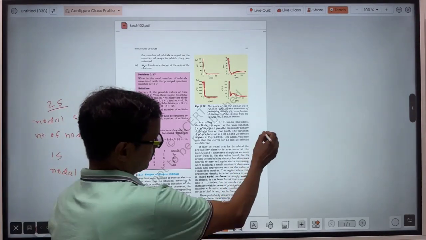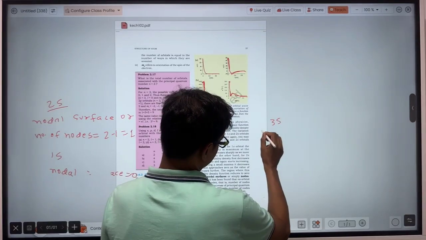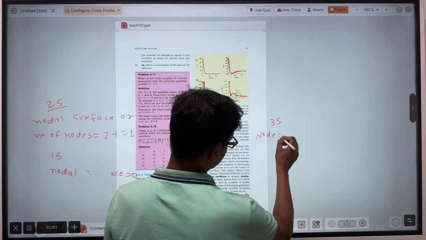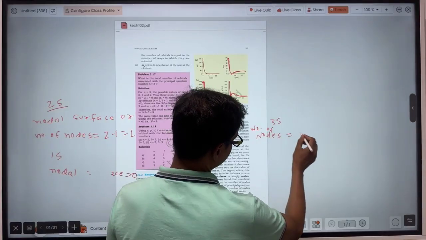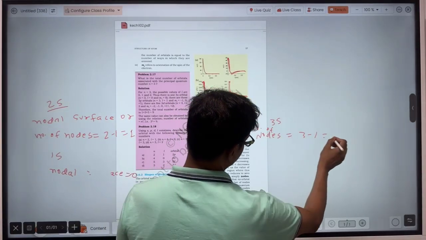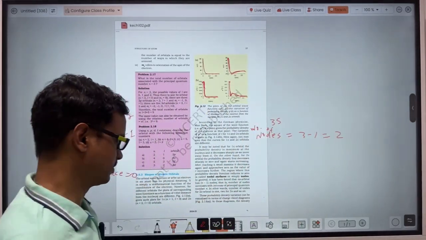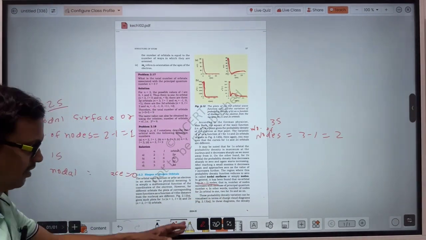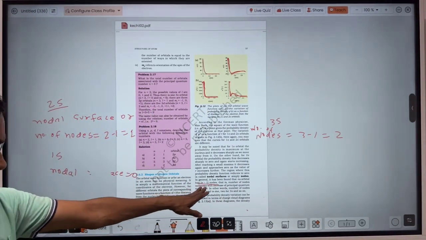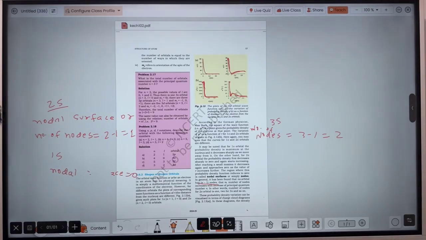In case of the 3s orbital, the number of nodes will be 3 minus 1, that is 2. So n minus 1 nodes will be there. For an ns orbital, the number of nodes will be n minus 1.